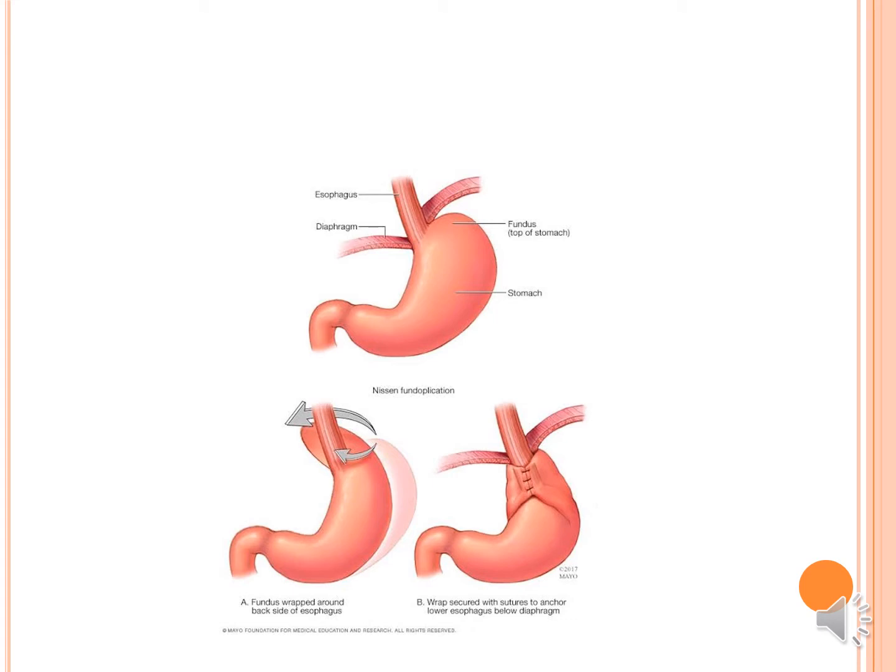So as you can see, this is the esophagus, this is the diaphragm, and this is the fundus of the stomach. What happens in Nissen's fundoplication is we wrap the fundus over and we suture it. Okay, the fundus is wrapped around backside to the esophagus, and then what happens? The wrap is secured with sutures to anchor the lower esophagus below the diaphragm. Okay.